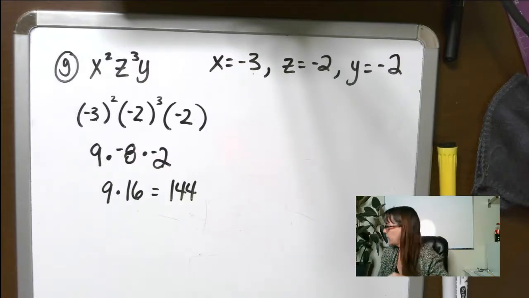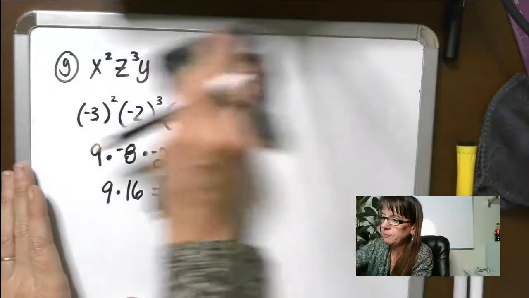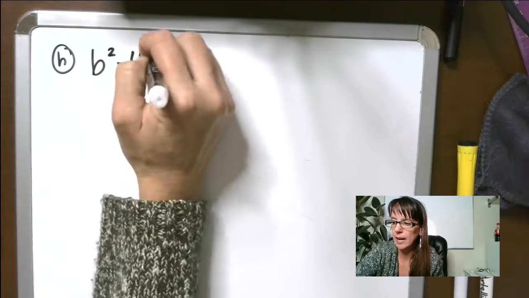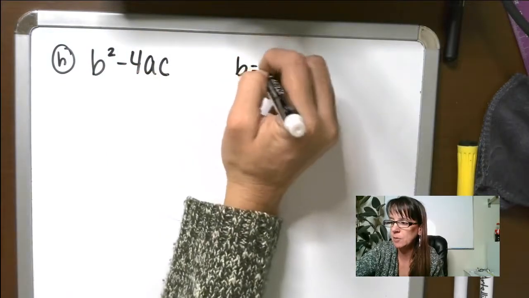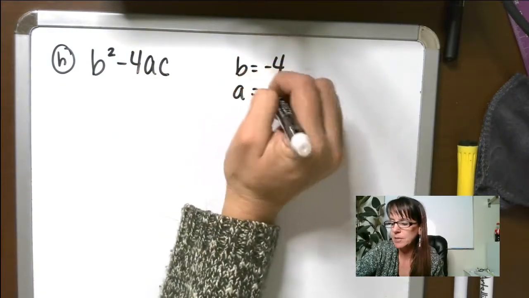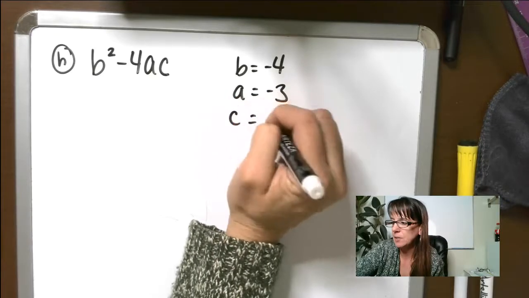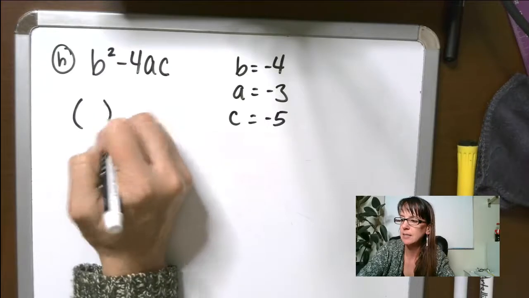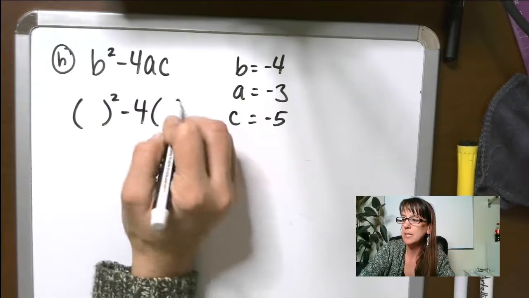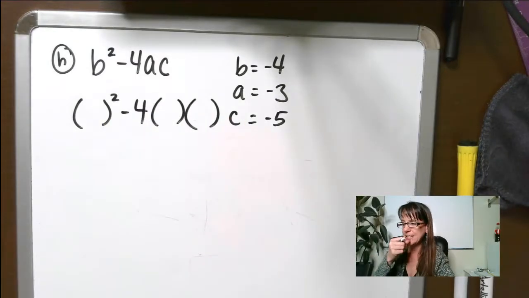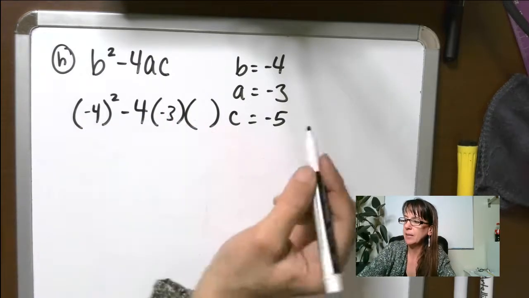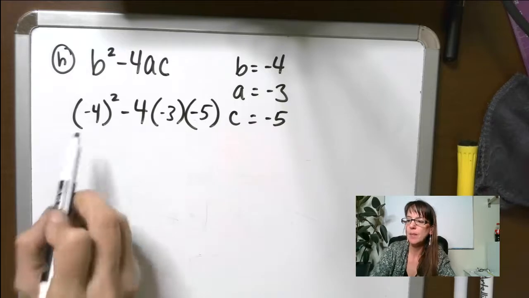All right, we have H left to do. B squared minus 4AC if B equals -4, A equals -3, C equals -5. Look at all those lovely negatives. That means we've got to use parentheses. -4 times A times C. So B is -4, A is -3, C is -5.